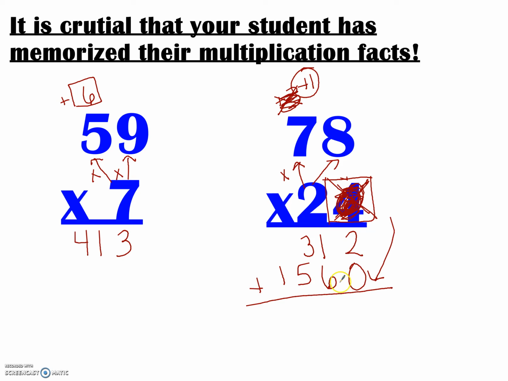Now we have to add these numbers up. So you add it just like we do in the basic addition algorithm. We're going to do 2 plus 0, 2. 1 plus 6 is 7. 3 plus 5 is 8. And then 1 has nothing to add to, so you can put a placeholder if you would like. 0 plus 1 is 1. So our answer is 1,872. So that's the basic algorithm for a 2-digit times a 2-digit number.